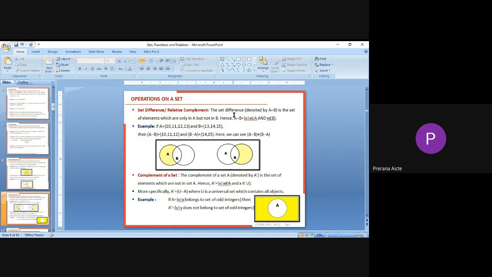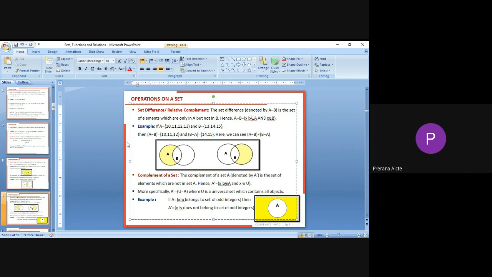So next one, set difference or relative complement. This is another important operation. It is denoted by A minus B. It is the set of elements which are only in A but not in B. We consider the elements coming only from set A, and we are not going to consider elements from set B. That is called a set difference or relative complement. A minus B equal to X, such that X belongs to A and X does not belong to B. That means we are considering the elements only from set A and we are not considering the elements from set B. So that is called a set difference.